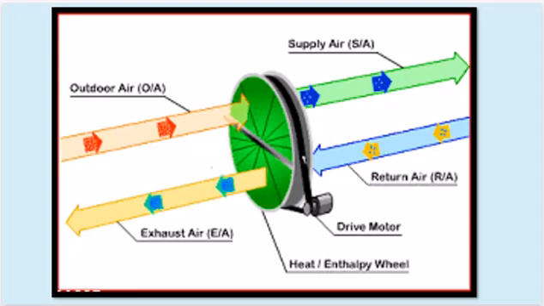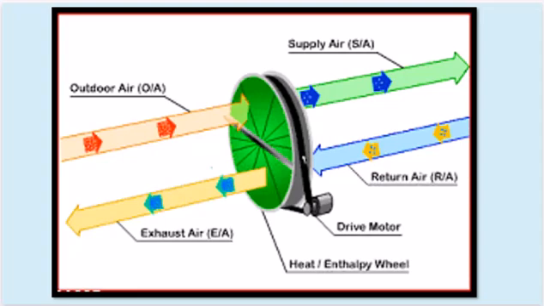The image you provided illustrates a heat/enthalpy wheel system, a type of energy recovery ventilator. It works by transferring heat and moisture between incoming and outgoing air streams to improve energy efficiency. Outdoor air is drawn in and passed through one side of the wheel, while return air is drawn from the building and passed through the other side.